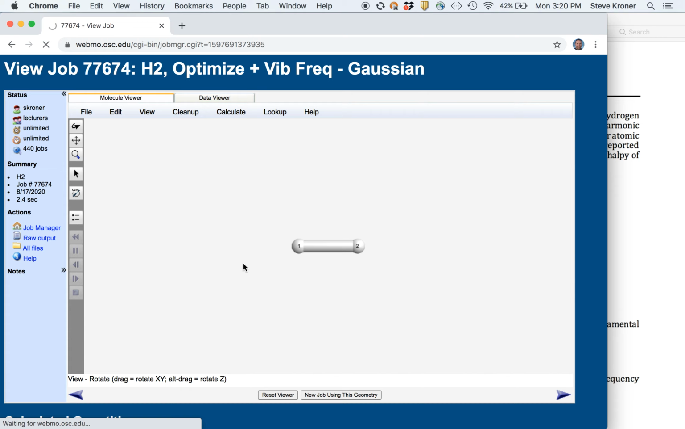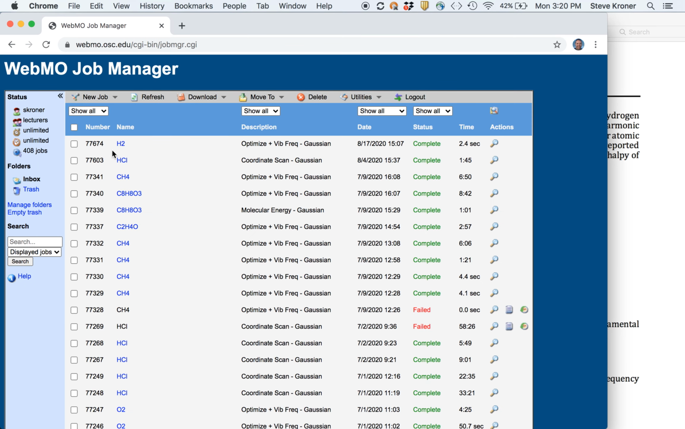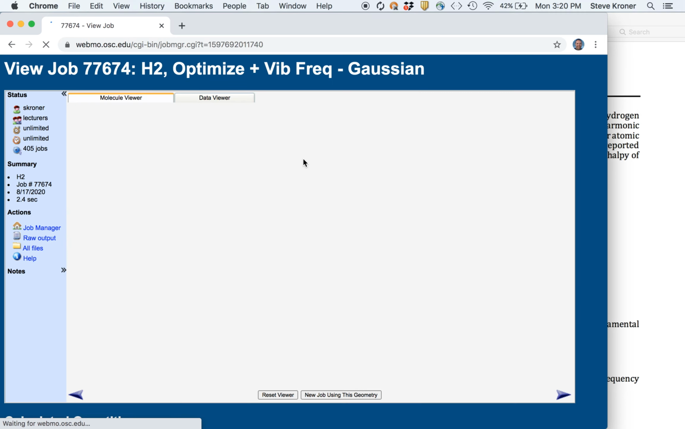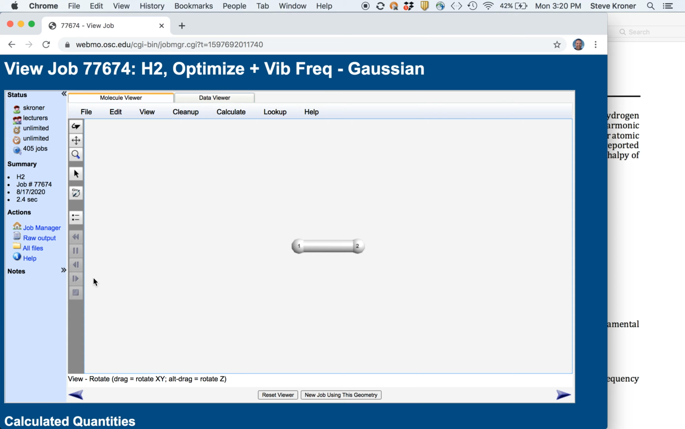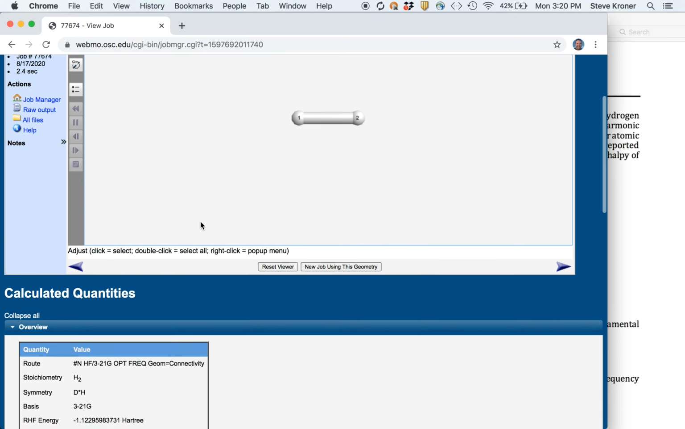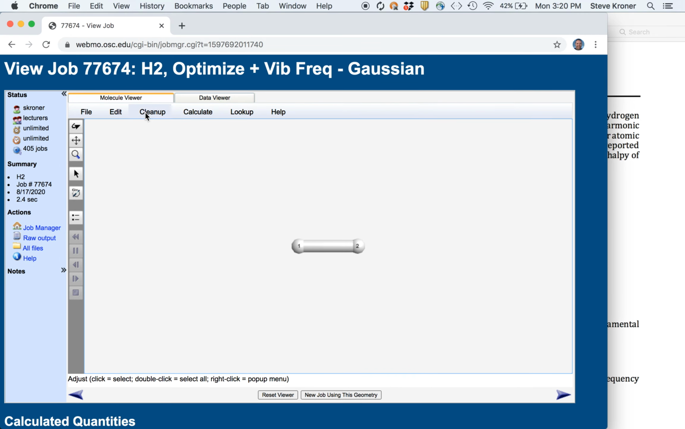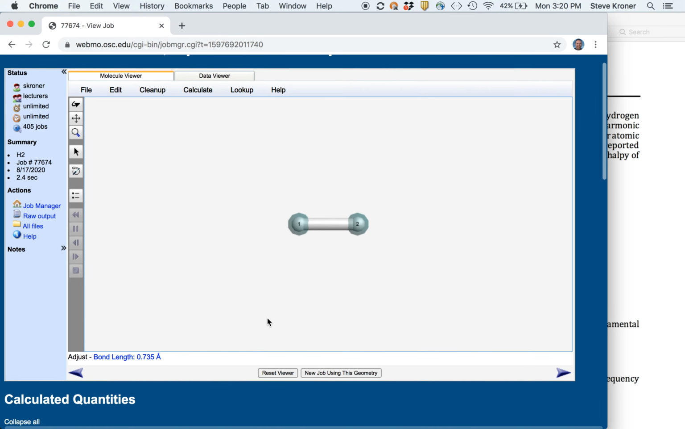Let me go to my job manager so you can see the jobs, what they look like once they finish. So you can click on H2 once you run this calculation. Pretty easy molecule to build and to set up the calculation on. Watch the WebMO videos for how to set up your calculations and extract some of the data from them. I'll show you here as well. The molecule here, if you want to get some of the information, you may click the mouse cursor and you can click the two bonds and it shows you the bond length here, so 0.735 angstrom.